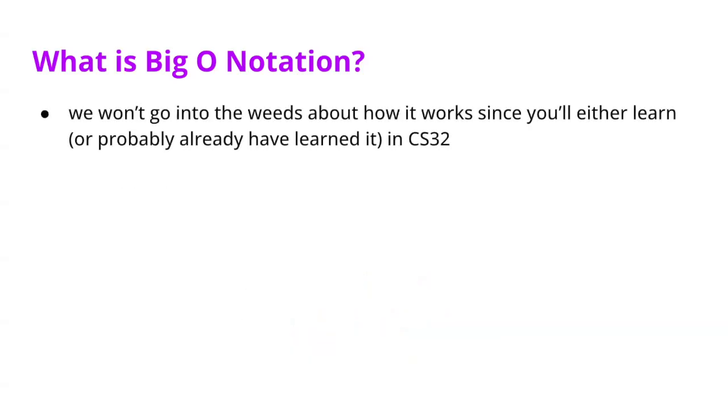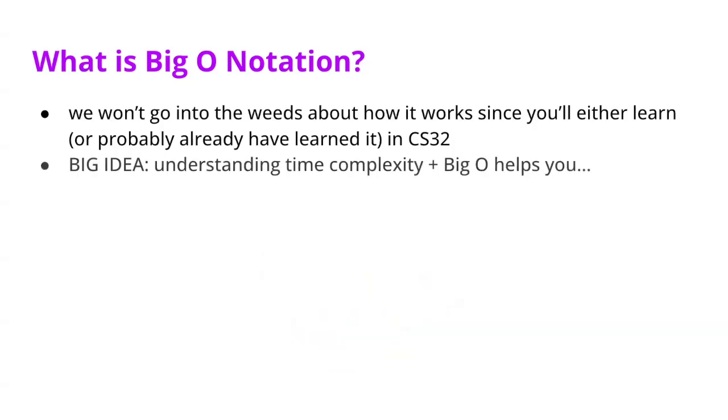Okay, so again, we won't go into the weeds about how this works. There's tons of classes on complexity and optimization that you'll probably take if you're in computer science. Have any of you taken CS32? Oh, no, not yet. Okay, well, you'll learn about this in CS32, so congrats. You have a little bit of a primer on what you're going to learn in CS32.